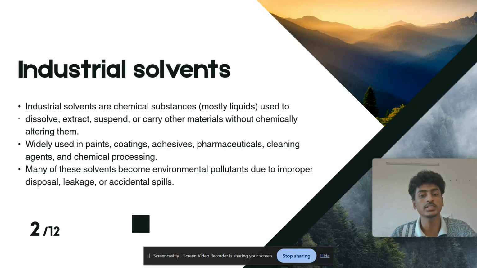Even small quantities can cause long-term pollution because many of these compounds are toxic, stable, and persistent in the environment. So while they are vitally important, they have become one of the most common classes of chemical pollutants worldwide.